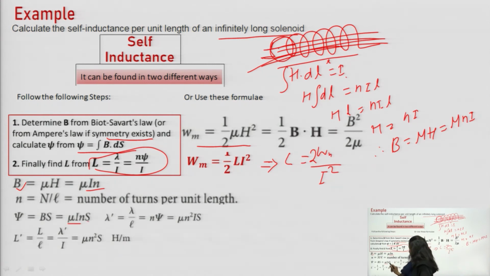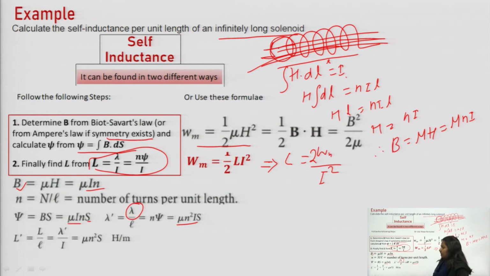So this is the area S. Now once we get the value of flux, we can find the value of flux linkage per unit length. This is the total flux linkage per unit length, where lambda is the total flux linkage and l is the length of the solenoid. So it can be written as N phi, which is mu N square Is. Finally, after multiplying N to the flux, we will have mu N square Is.